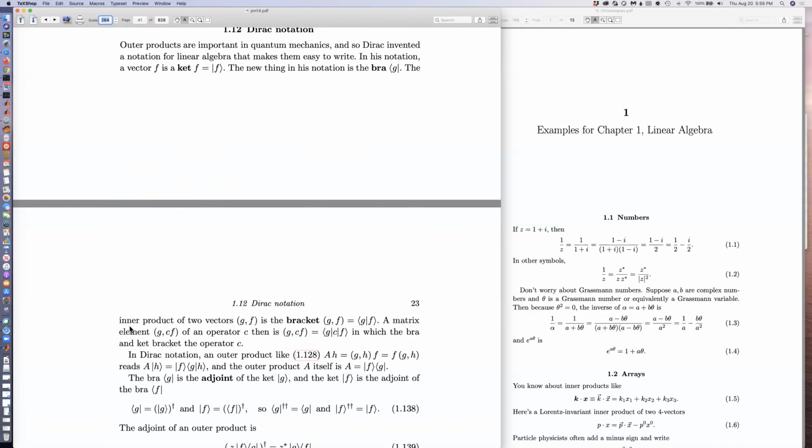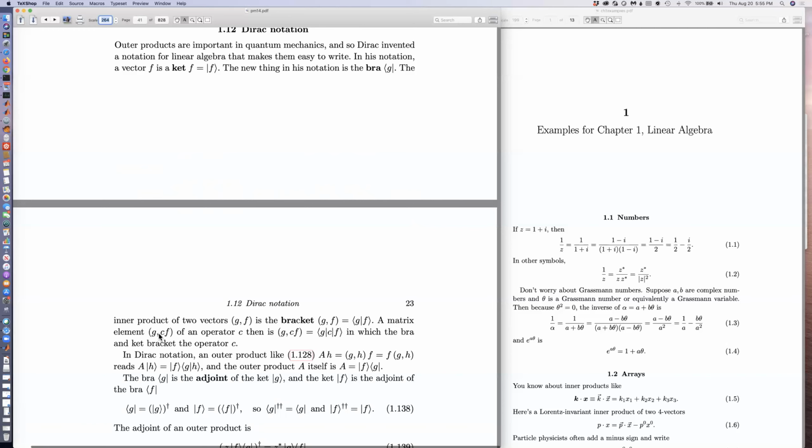But even better, if you have an operator, or a matrix that you call C, then the inner product of the vector G with the image of the linear operator C on the vector F, that inner product is GCF, which in his terms would be called bra C ket F. So he called it a bracket, bra, C for the operator, ket. So that was devilishly clever of the man.